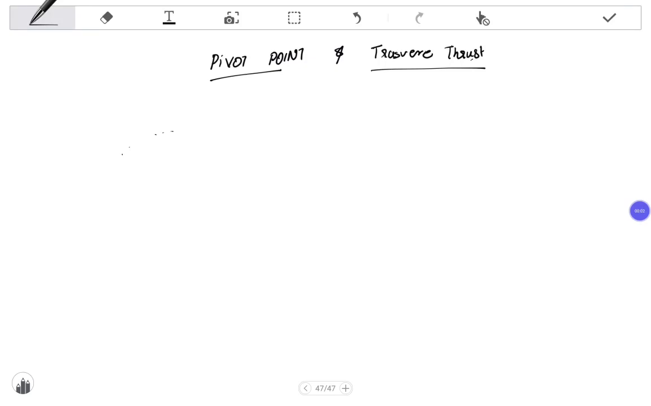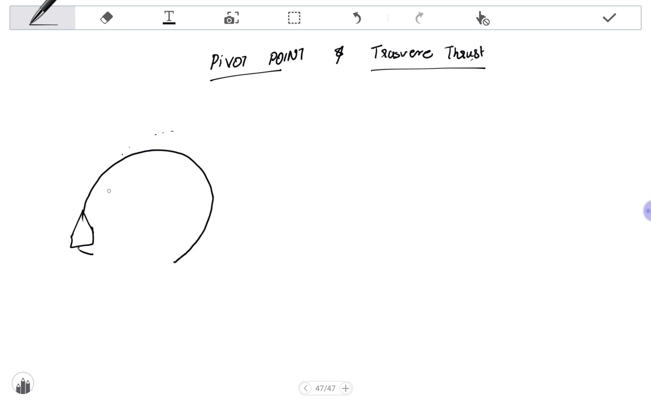So, hello friends. Today we talk about what is pivot point and what is transverse thrust. Okay, let's assume this is our ship. And what happens when we give a hard starboard rudder? The ship will turn like this.